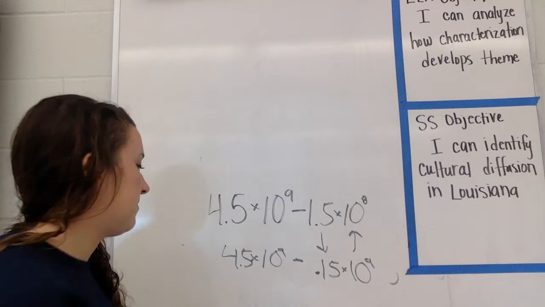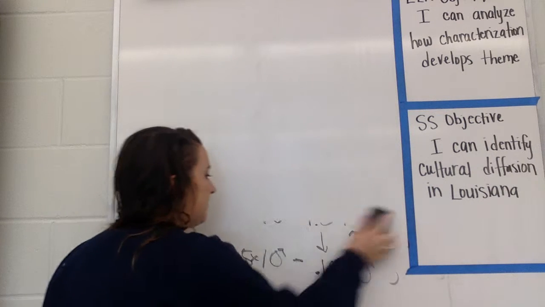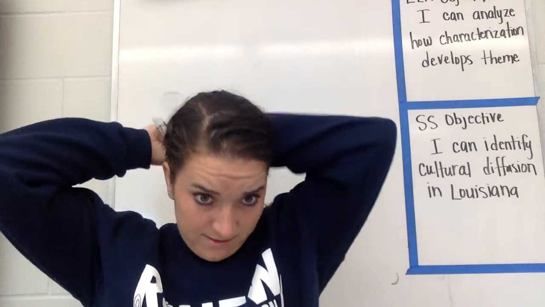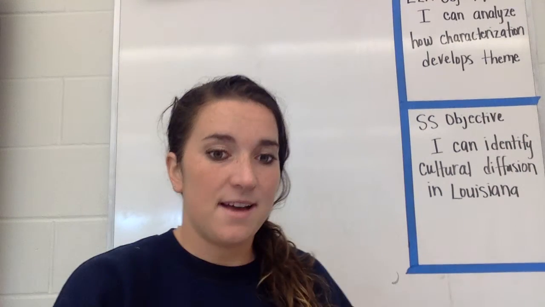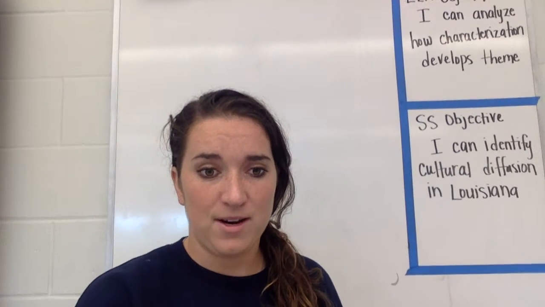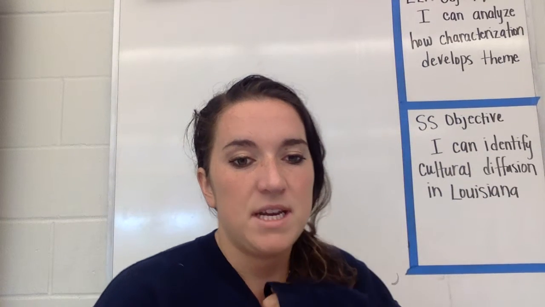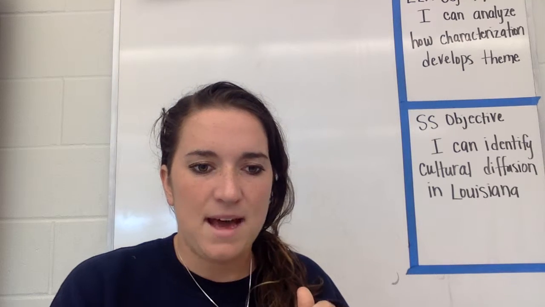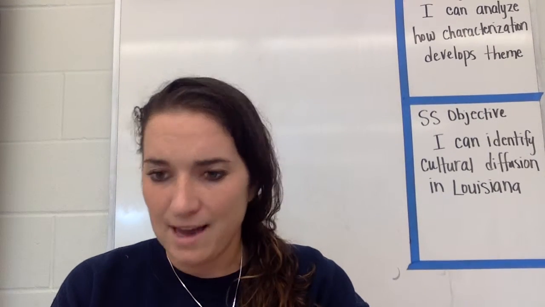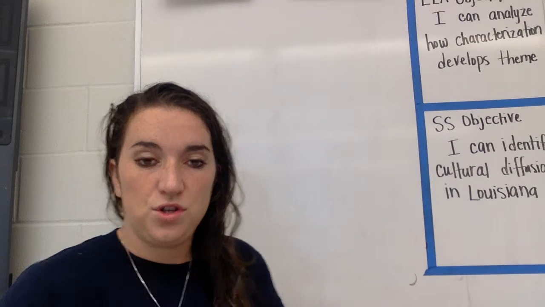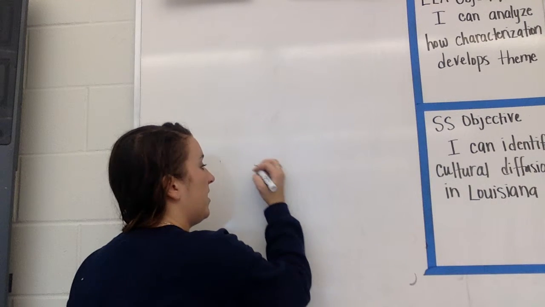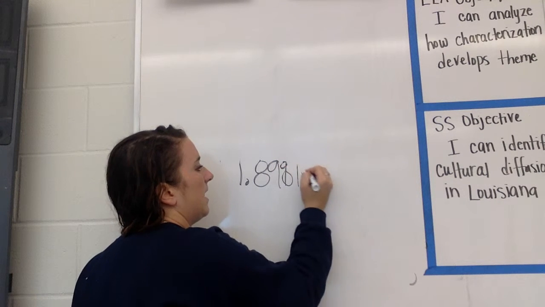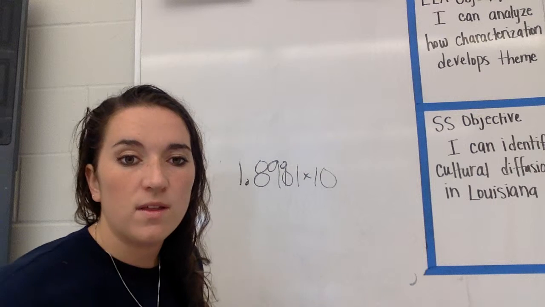All right, moving on to part C, which was the trickiest part. Part C says the mass of the Earth is about 1.8981 times 10 to the 24th power kilograms. Use estimation to determine how many times greater the mass of Jupiter is than the mass of the Earth. Show or explain how you found your answer. All right, so the Earth is 1.8981 times 10 to the 24th.